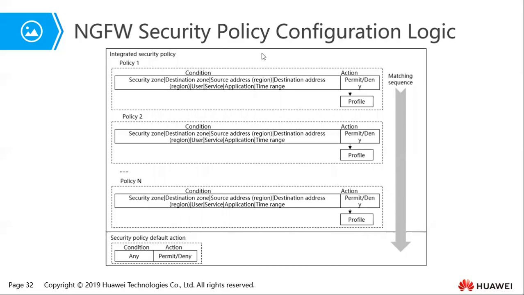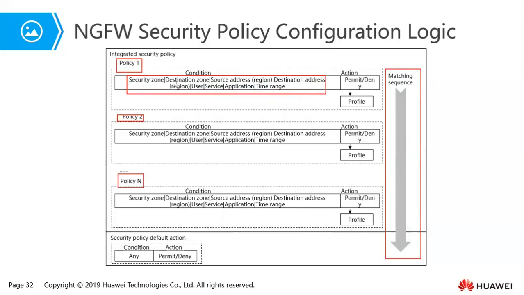So generally the matching sequence of policies is from the first policy to the last policy. So policy 1, policy 2, up to policy N. Now, the condition can be, for example, security zone, then you specify the destination zone, source address, the destination address, the user, service, application, time range. These are OR, so it can be either. Now, when you match that, you are going to apply a certain action, either permit or deny.